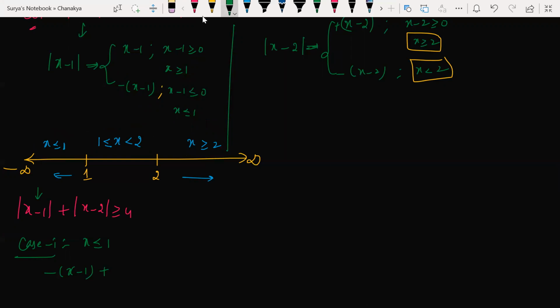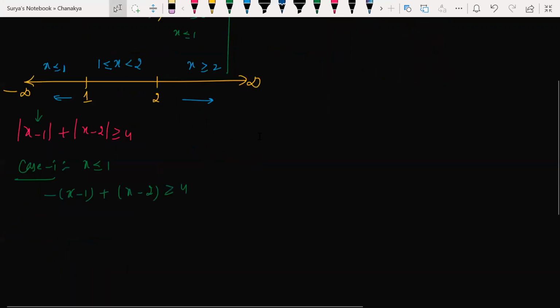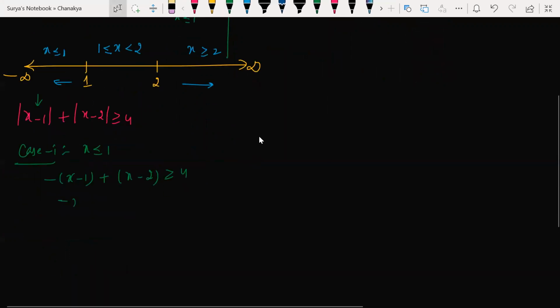Modulus of x minus 2. How is this function going to be defined as x minus 2? Greater than or equal to 4. Correct. So this is my case one. Let's solve this. Minus x plus 1 plus x minus 2 greater than or equal to 4. So minus 1 greater than or equal to 4.